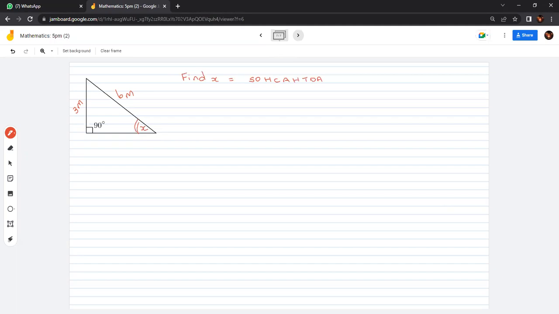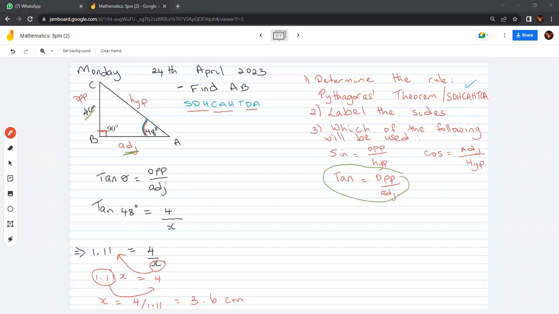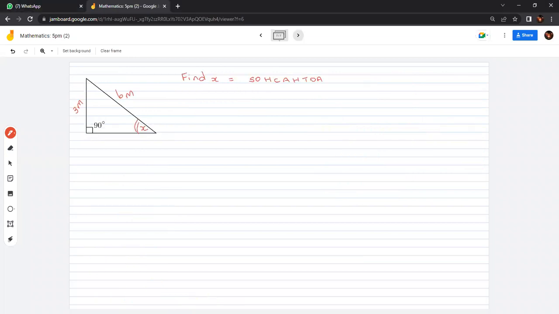After you've considered which of the two rules, your next step is to label the sides. So on your right angle triangle, you label what you have. Remember, opposite the right angle or the longest side is always your hypotenuse. The side opposite the angle, that's called your opposite. And on the third side, it's the adjacent. So they gave us two sides, the opposite and the hypotenuse.